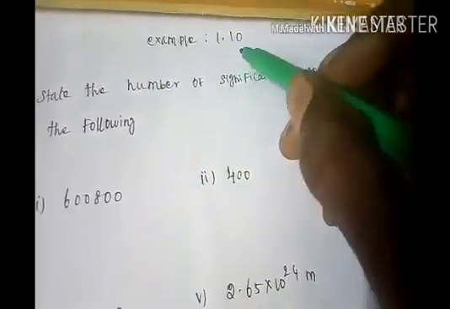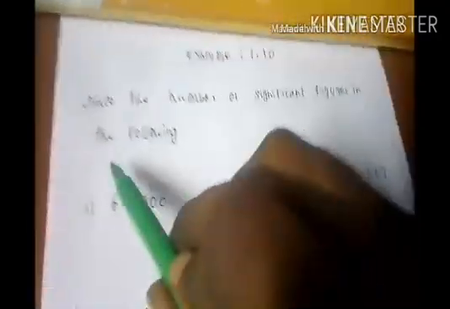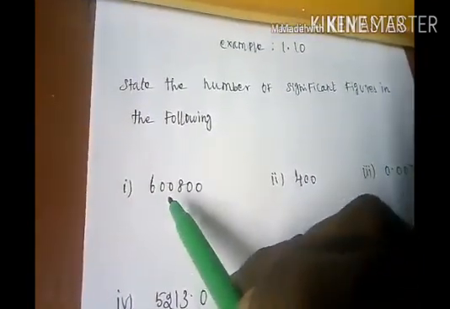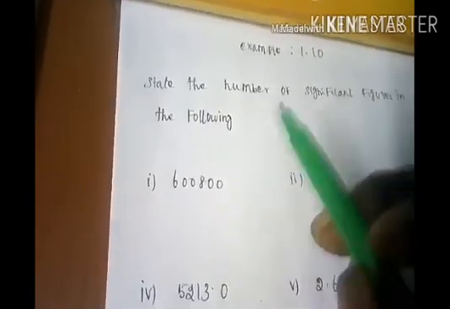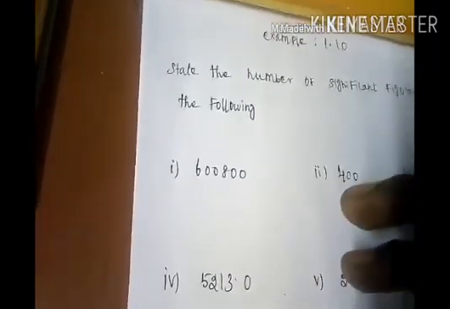Thank you. Next, the example is 1.10. The question is, state the number of significant figures in the following. So here the first one is 600800. Now, to find the significant figures, you should follow certain rules.